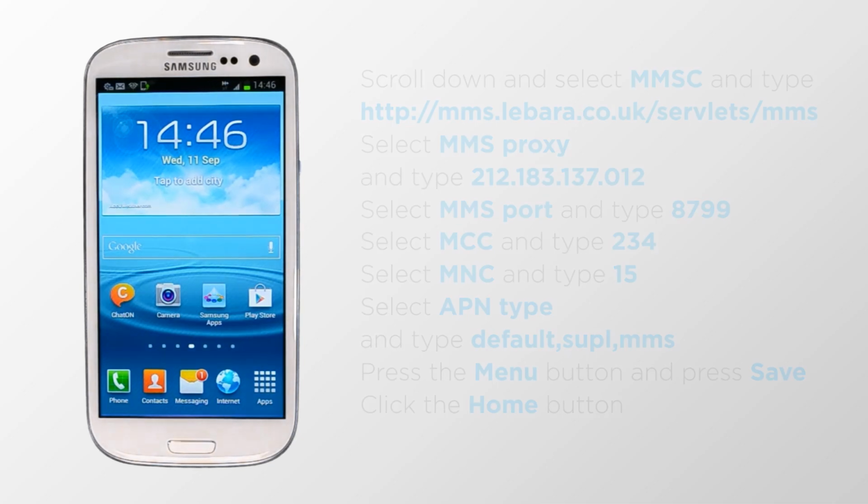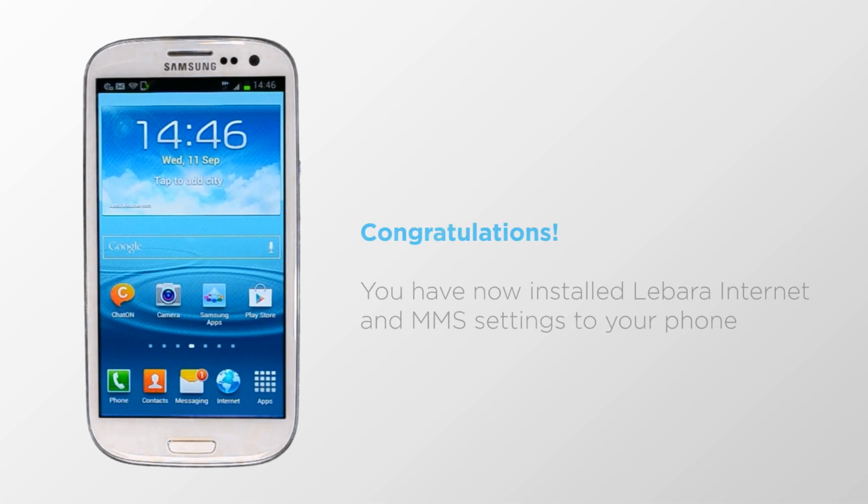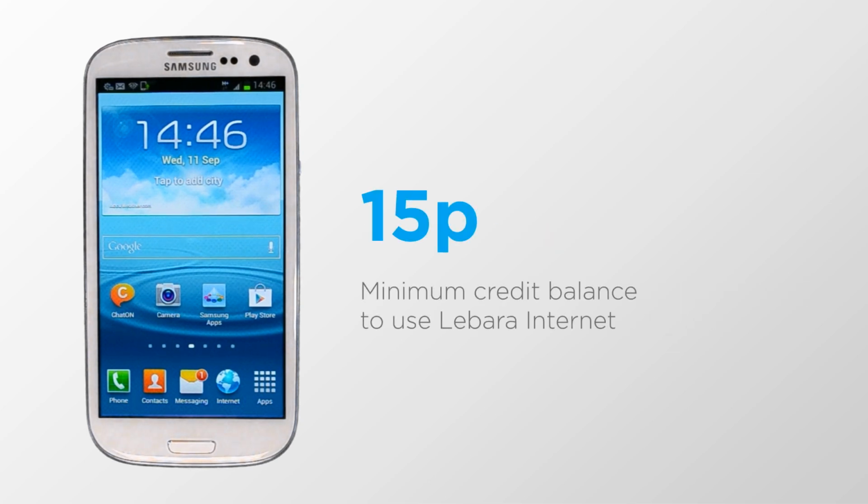To activate the Lebara Internet and MMS settings you've just installed, you will need to switch your Samsung Galaxy phone off and on. Congratulations! You have now installed Lebara Internet settings to your Samsung Galaxy phone. You can start browsing the internet by clicking the internet browser icon. Remember, you will need a minimum credit balance of 15 pence to use Lebara Internet.